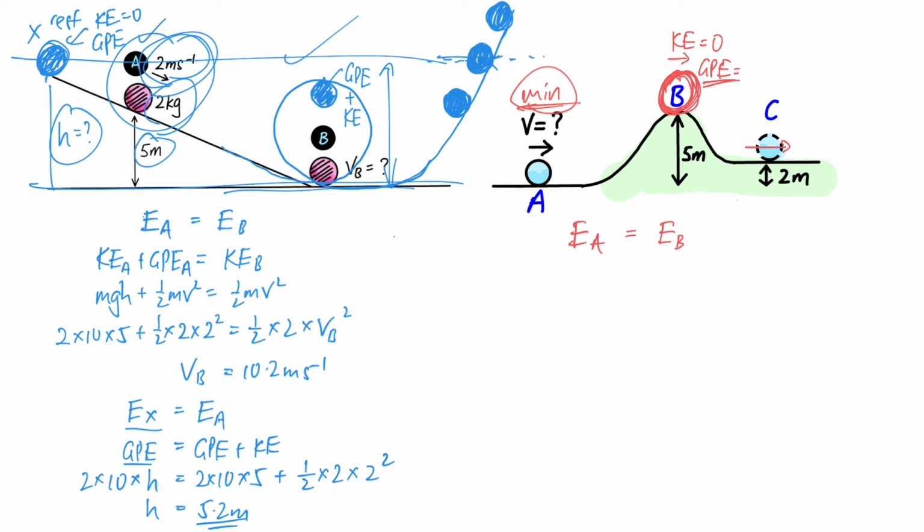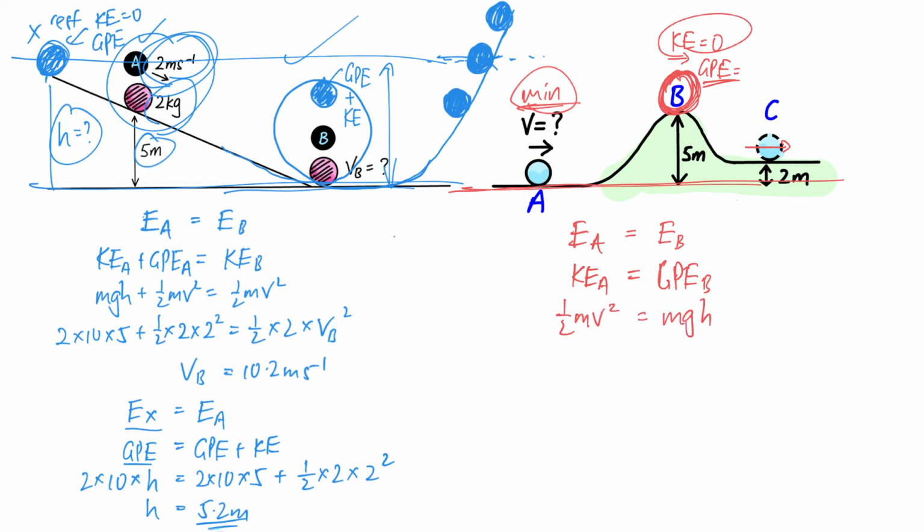At point A, because this is the lowest point, I'll treat this as the reference ground. So there's no GPE because there's no height, and all the energy will be KE at point A. And at point B, because like I said, it just barely goes over, I can assume that the KE is 0. So all the energy will be GPE at point B. So half mv squared here equals mgh.